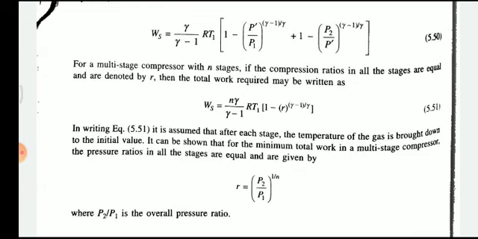Then equation 5.50 can be written as, if the compression ratio in all the stages is equal and denoted by R, then the total work required may be written as Ws is equal to n gamma upon gamma minus 1 RT1 times 1 minus R raised to gamma minus 1 upon gamma.